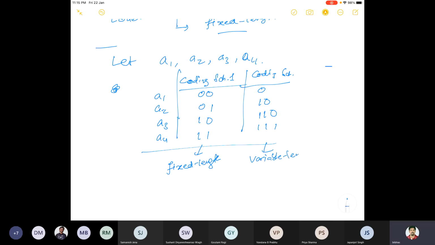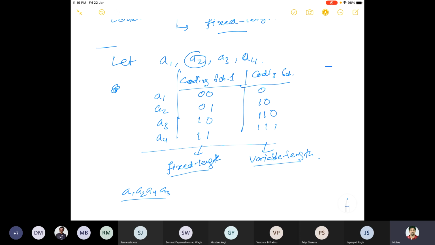this one is variable length code. Now, when you are transmitting, suppose you are sending a bunch of letters, let's say A1, A2, A4, A3. Suppose you have a message which consists of only 4 letters, and they have some probability distribution, but let's say this is my coding scheme. One is fixed length, another is variable length.